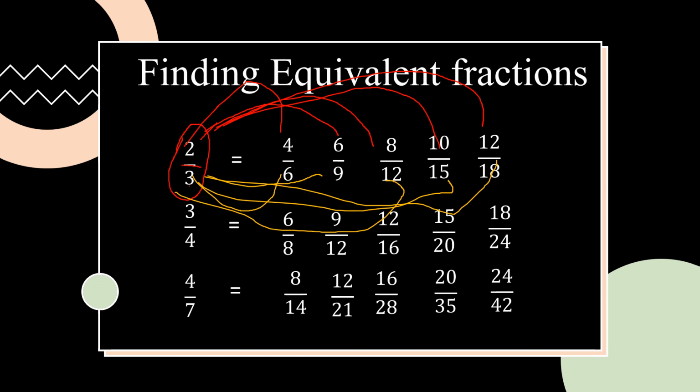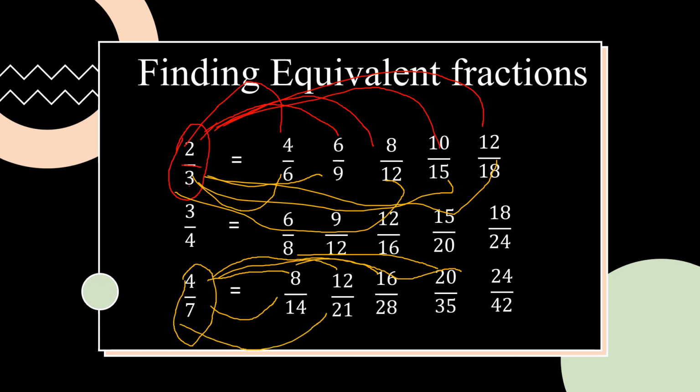If I have to write the equivalent fractions of 3 by 4, I am writing the 3 times table in the numerator, that is 6, 9, 12, 15, and 18. And in the denominator, I am writing the times table of 4, that is 8, 12, 16, 20, and 24. Okay. Then for 4 by 7, I'm writing the 4 times table in the numerator, that is 8, 12, 16, 20, and 24. And for the 7, I'm writing 14, 7 times 3, 21, 7 times 4, 28, 7 times 5, 35, and 7 times 6, 42. So these all are the equivalent fractions. So this way we can find the equivalent fractions of a number. I hope it is clear to you.